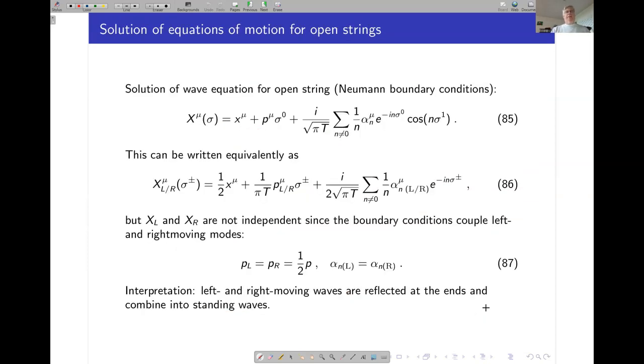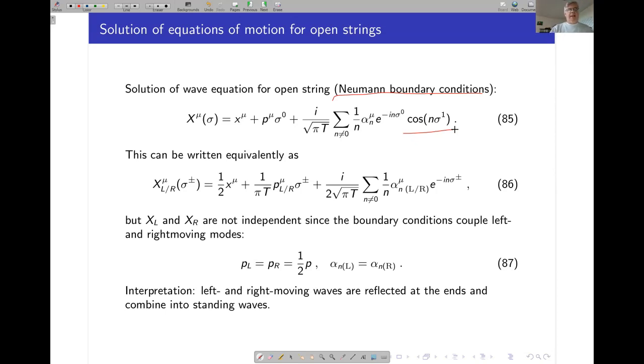Good. Closed strings. Now for reference, I give you also the solution for open strings. With Neumann boundary conditions, it takes this form here with the cosine n sigma 1, which tells us that indeed we get standing waves. By the way, if you repeat this with Dirichlet boundary conditions, you will not be too surprised to find the cosine being replaced by a sine, because with Dirichlet boundary conditions, we keep the ends of the string fixed, whereas for Neumann boundary conditions, the ends are free to move and momentum is conserved at the ends.